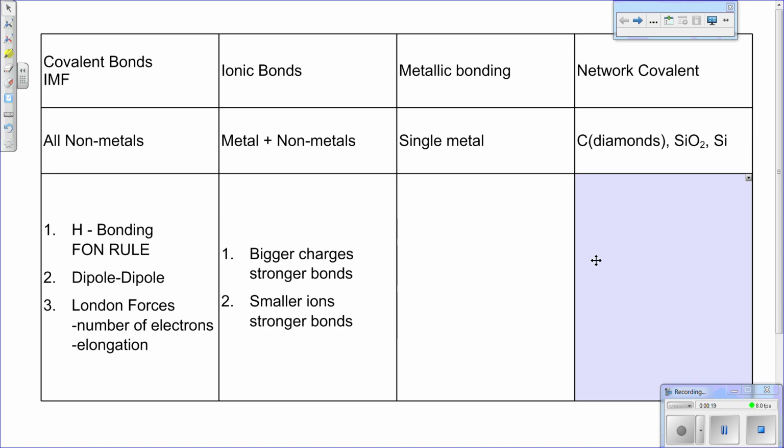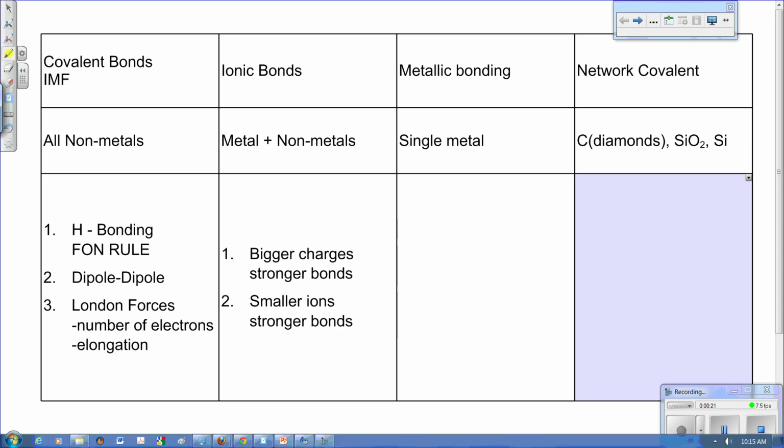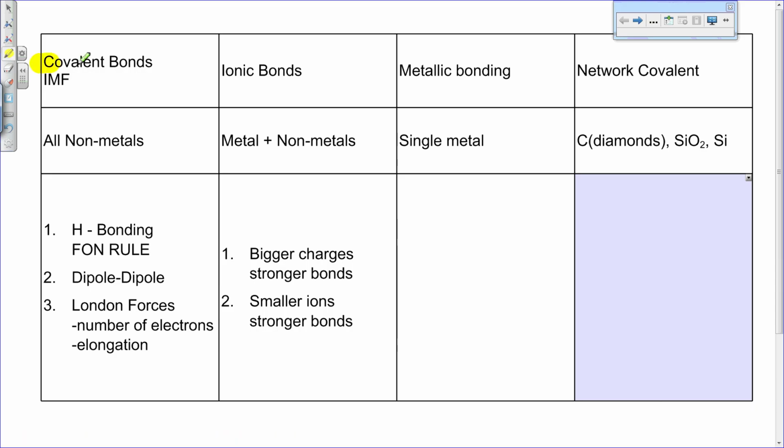So if you look here, we have covalent bonds, right? Here's our chart of the four different types of bonds that everything's made of. Covalent bonds, which means when we say IMF, that's what we're referring to. Covalent bonds have to have all nonmetals. So if you look at something and it's all nonmetals, you know it's covalently bonded, which means it has IMF.